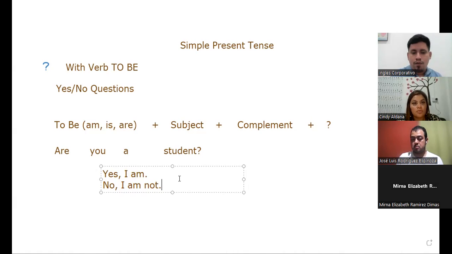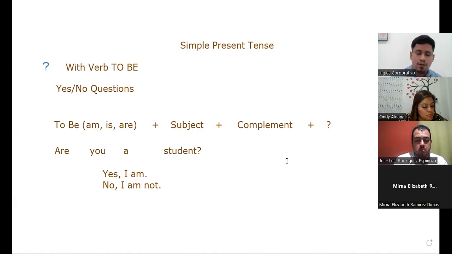Now, let me show you some other things related to simple present tense. Remember to take a screenshot because this is the last part of this, okay? Take a screenshot or take a photo, you decide. And we are going to move on to something that I need to include in this topic.